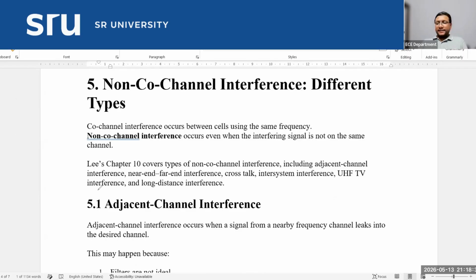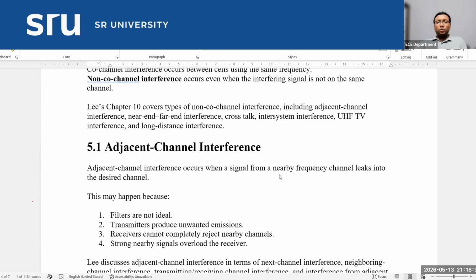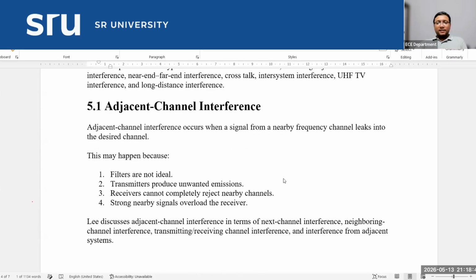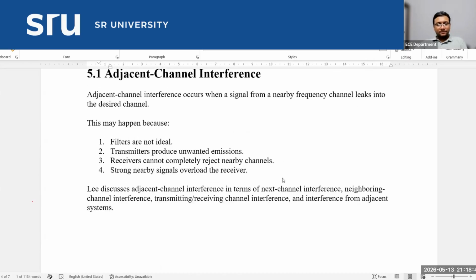Okay. So adjacent channel interference means what? When the interference is happening between two neighboring cells that are using nearly equal frequency bands, not exactly equal. Okay.